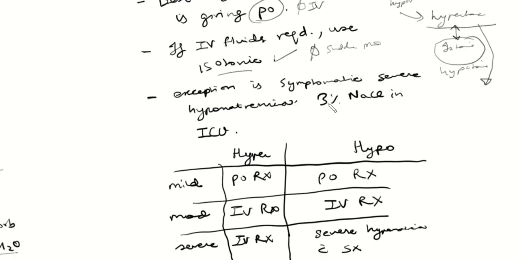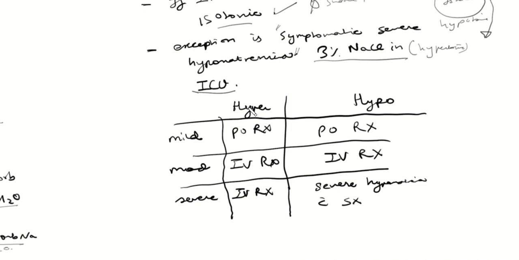There is one exception. It's symptomatic severe hyponatremia, where we actually on purpose use 3% sodium chloride, which is what? Hypertonic. This is done in an ICU setting. But remember, it's symptomatic severe hyponatremia. Okay? And we'll talk about it too.